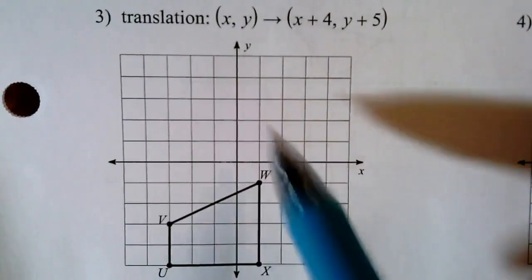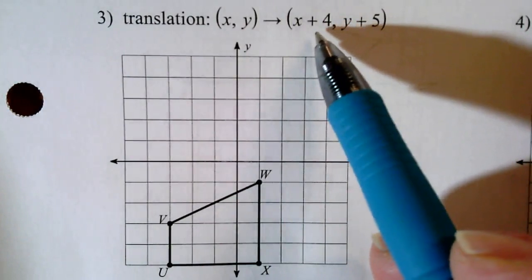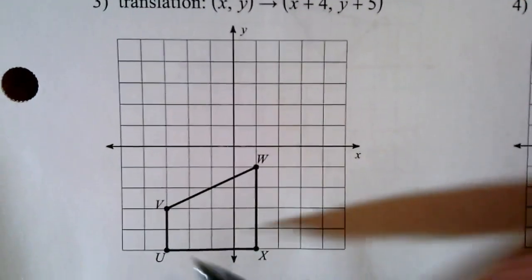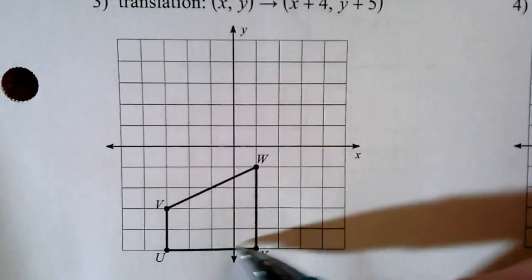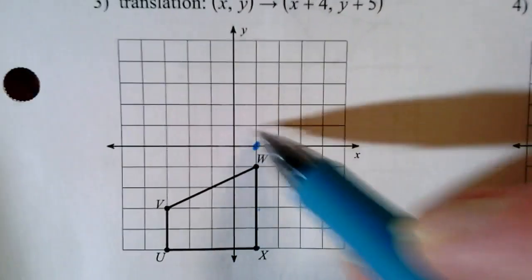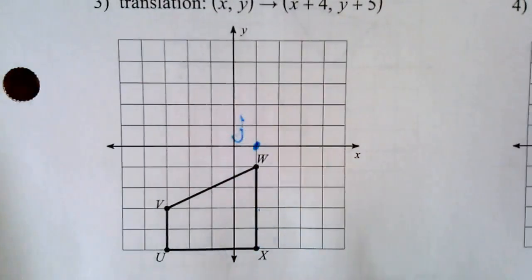Here, each point is going to move 4 spaces to the right and 5 spaces up. So let's see here. With U, we go 1, 2, 3, 4, 1, 2, 3, 4, 5. We'll call this U prime.